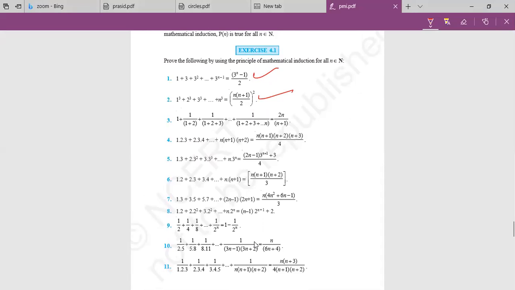Try with the next question, number 2: 1 cube plus 2 cube plus 3 cube plus so on plus n cube is equal to n into (n plus 1) by 2 whole square. Same method.